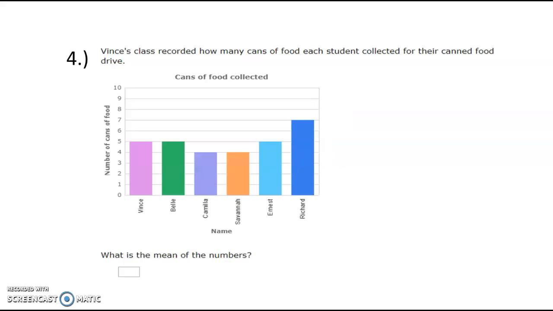Example number 4 asks us to find the mean. We're given a bar graph in this particular example. All we need to do is identify what data is being represented by this bar graph, and it represents the frequency of cans of food. So this is my data represented by each of the bars in the bar graph. It asks us to find the mean, and what I'm asking you to do is take a moment and enter this information into Desmos, and you can check your answer at the end of the presentation.